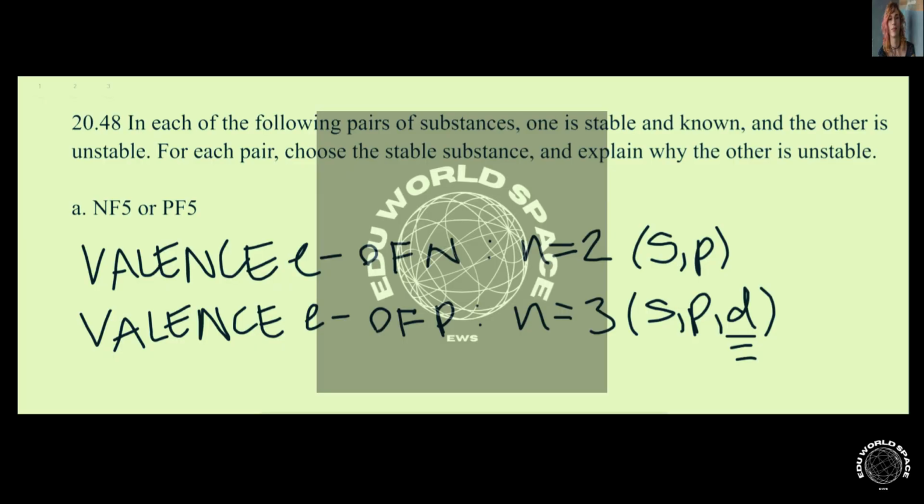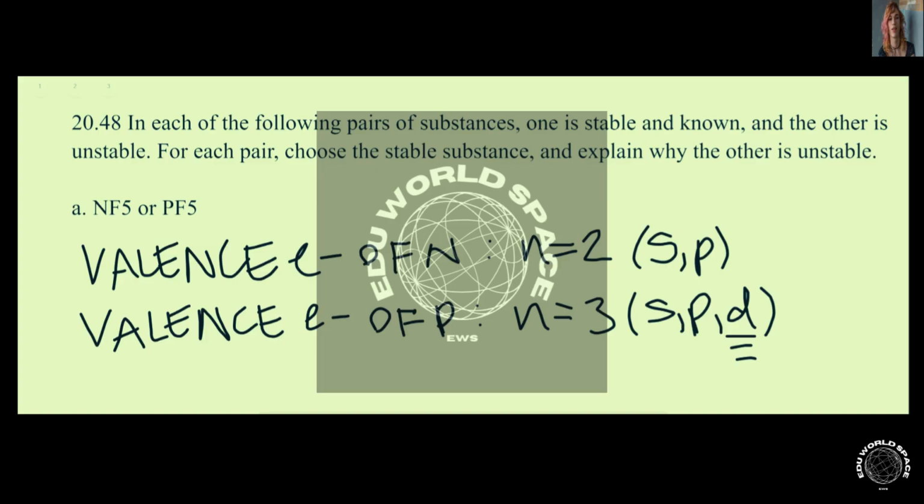So in this video, we're going to talk about question 48 from chapter 20, which asks us, in each of the following pairs of substances, one is stable and known, and the other is unstable. For each pair, choose the stable substance and explain why the other is unstable. So in A, we're given NF5 or PF5. So what's the difference here?